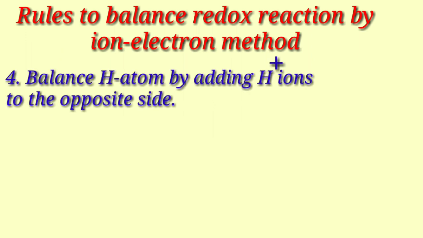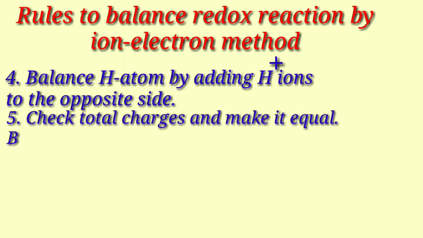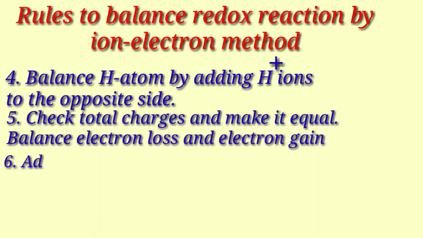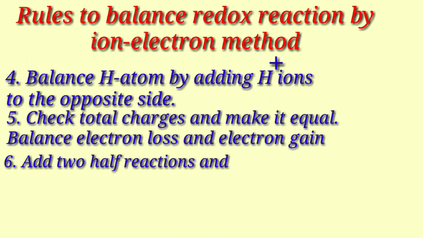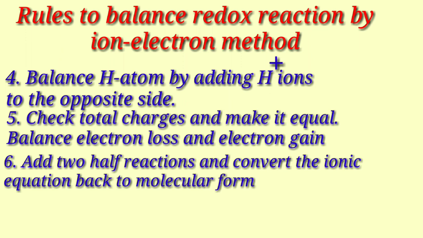Fourth step is to balance hydrogen atoms by adding H+ ions to the opposite side. Fifth step is to check total charges and make them equal, balancing electron loss and electron gain. Sixth step, add the two half reactions and convert the ionic equation back to molecular form. So all these steps are included for balancing redox reactions by the ion electron method for acidic medium.